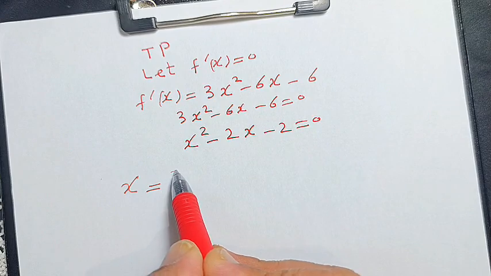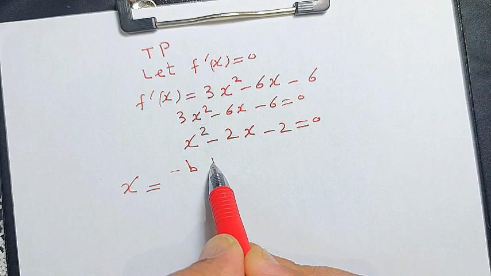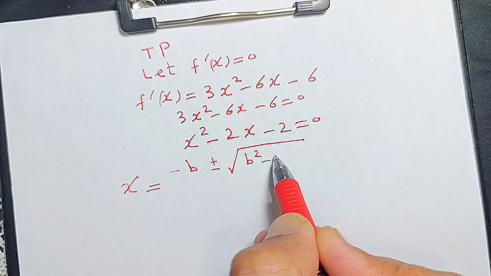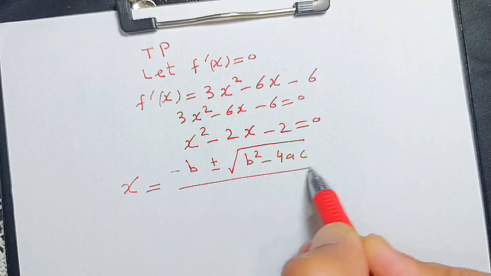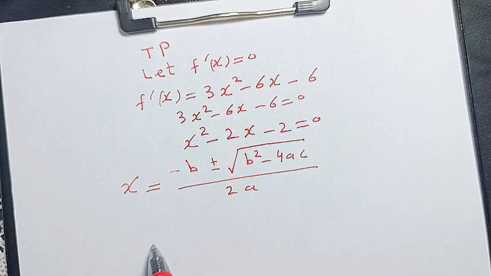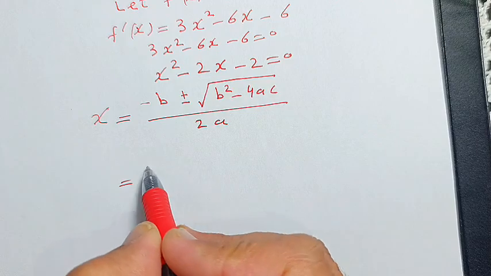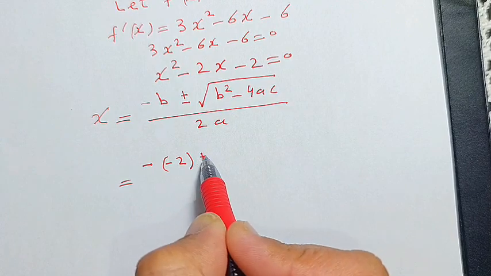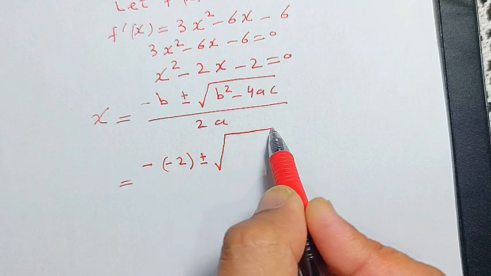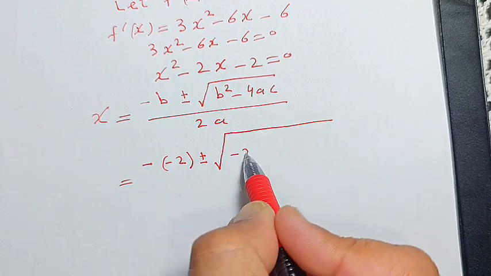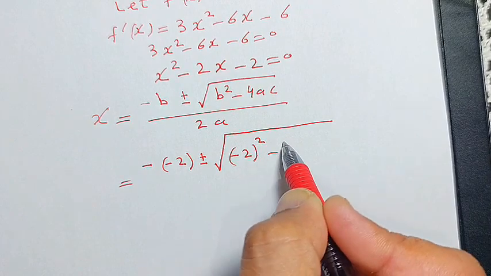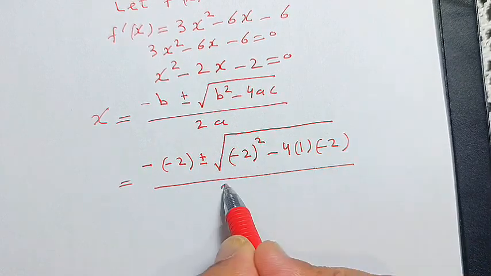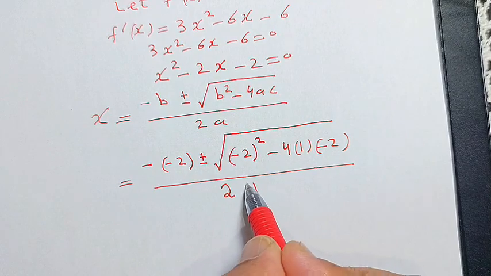It's going to be negative b, positive and negative, square root of b squared minus 4ac, over 2a. So this is my quadratic formula I'm going to apply here. So it's going to be, b is negative 2. I substitute the value here: plus minus the square root of negative 2 squared minus 4 times 1 times negative 2, over 2. The a is positive 1.